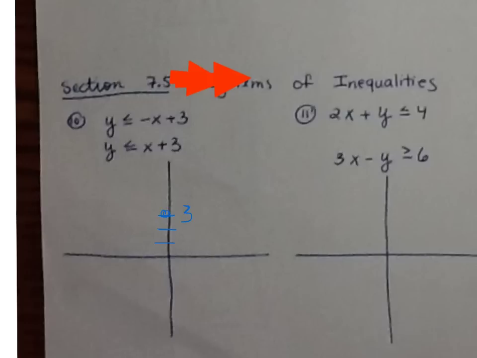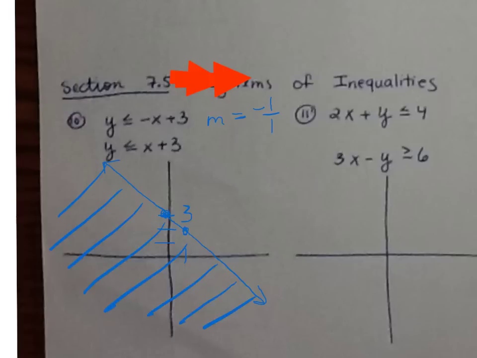Again, these don't have to be super accurate, these are the shading ones. And then the slope of the first one is going to be negative 1 over 1. So down 1, right 1. There we go. Now, this guy's going to be a solid line because it's less than or equal to. When it has that equal to in it, you get the solid line. And if you remember, if it's a less than, that's going to be below the line. So there's the below the line part.